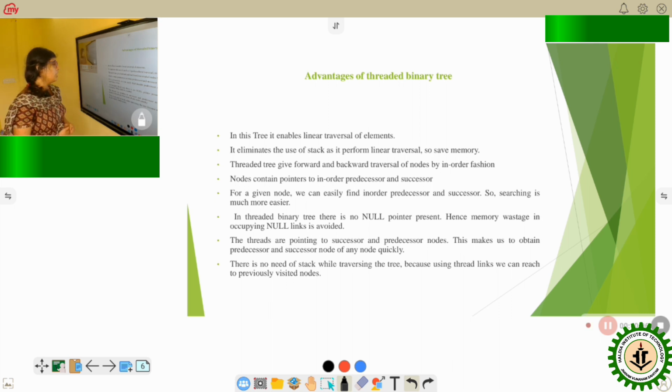In a threaded binary tree, nodes contain pointers to in-order predecessor and successor. For a given node, we can easily find in-order predecessor and successor. So searching is much easier. So what are the searching techniques? Searching techniques are depth first search and breadth first search. Depth first search is done by using a stack. These techniques can become easier by using this threaded binary tree.